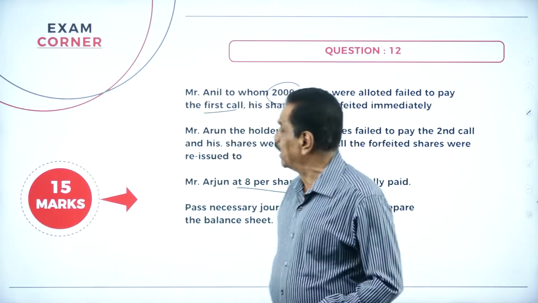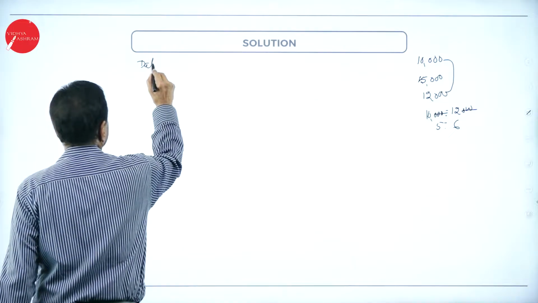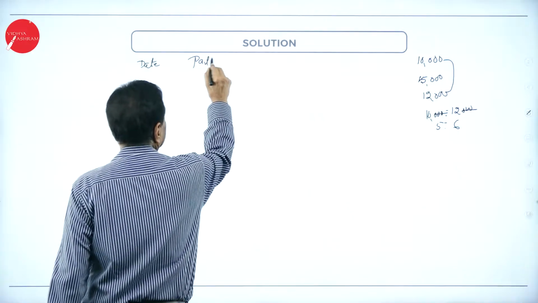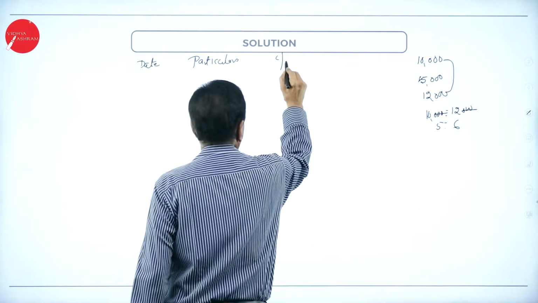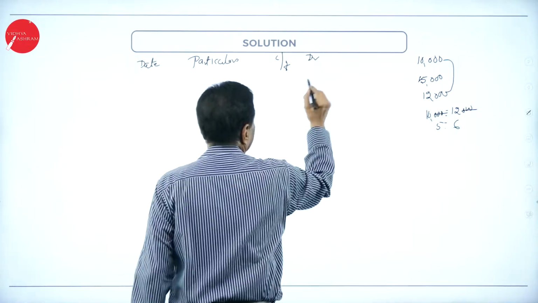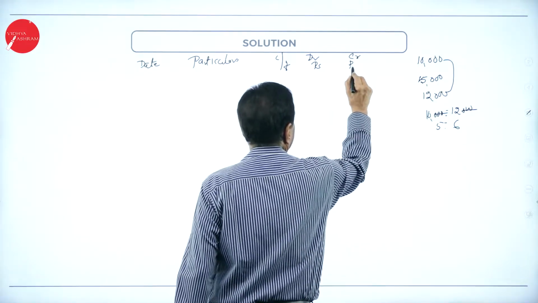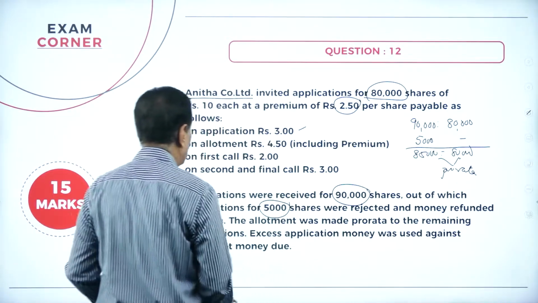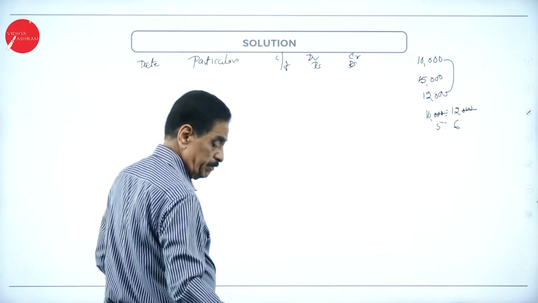We'll go very slowly now. Journal entries. Date, particulars, ledger folio, debit, credit, followed with rupees. How many applications received? You received 90,000 applications. What's your application money? 3 rupees. First entry.